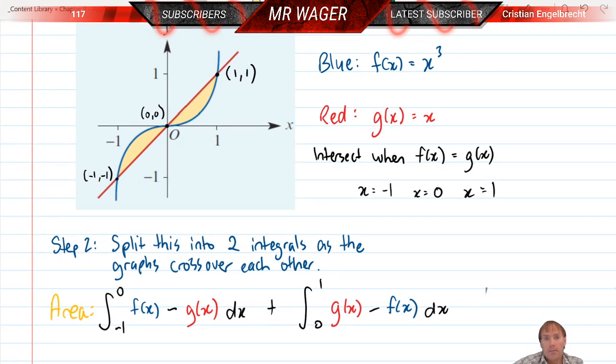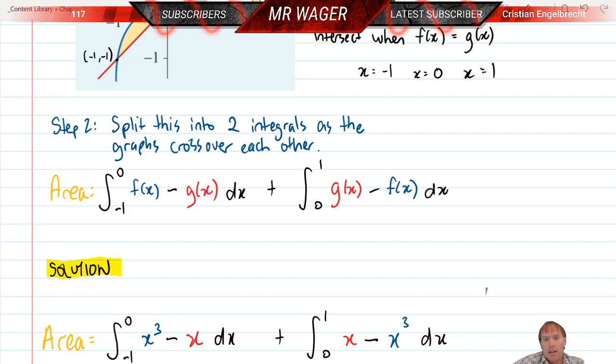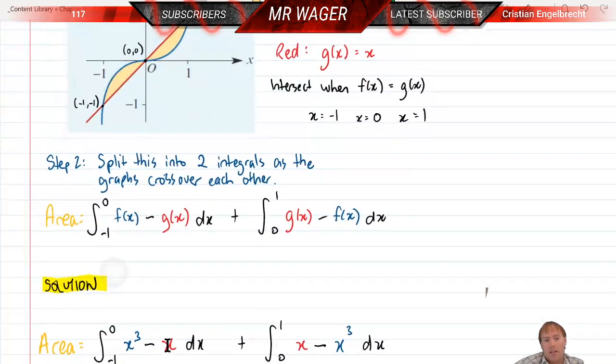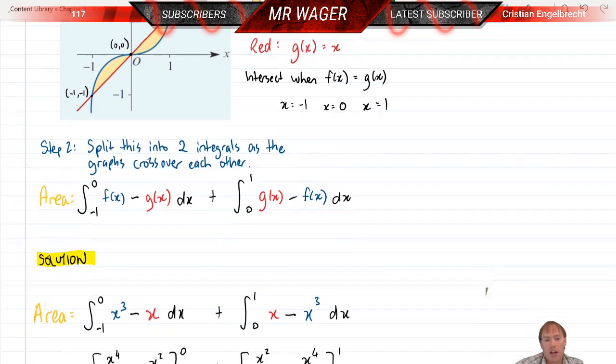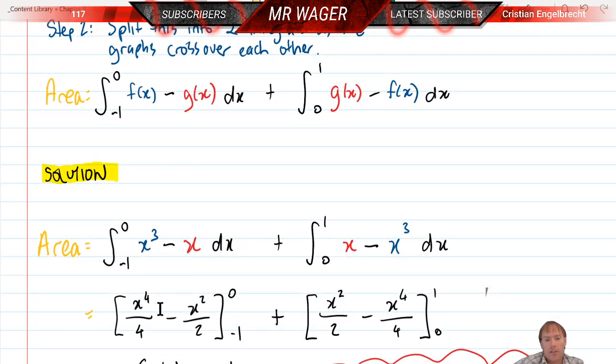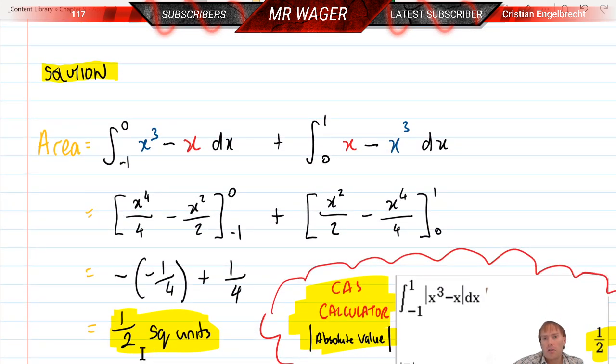All right, so hopefully you've had a bit of a chance to do this question, and here's the solution to it. So all I've done here is I have substituted in the blue function, which is x cubed, and the red function, which is x, in those points in our integral. And then it's just a case of anti-differentiating each of the parts, and then substituting in the upper and lower bounds of each of the integrals. If you've done it right, you should end up getting 0.5 square units or half a square unit.